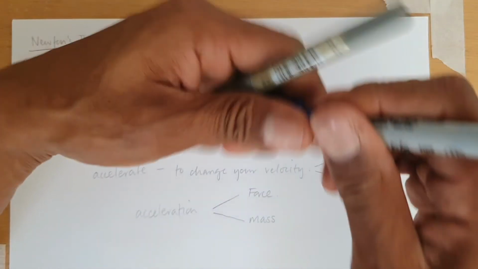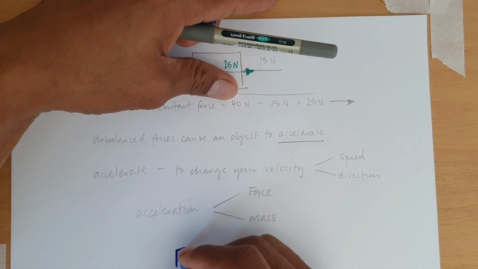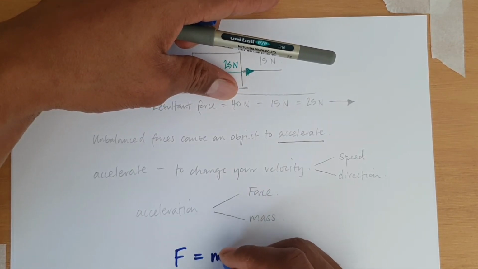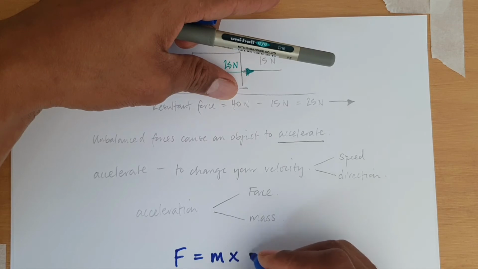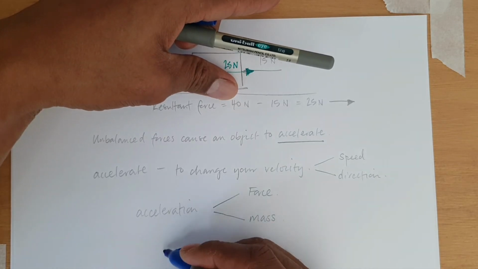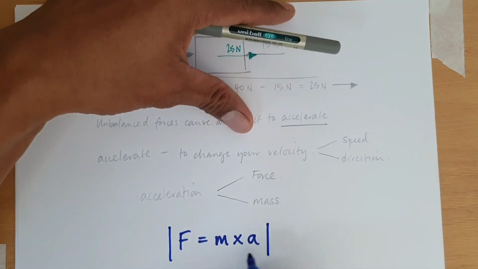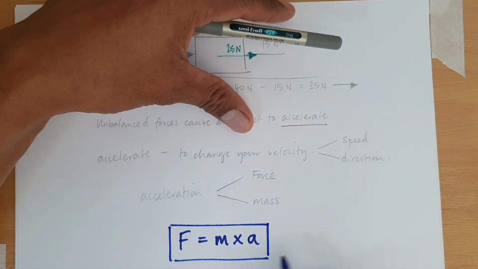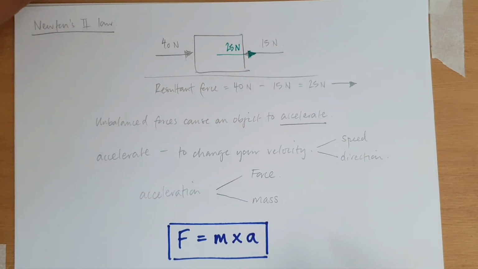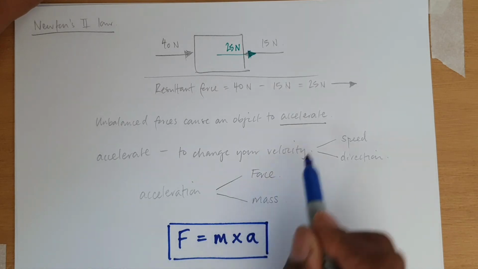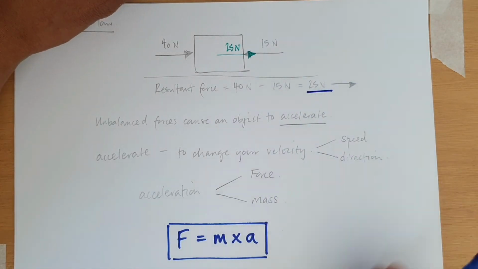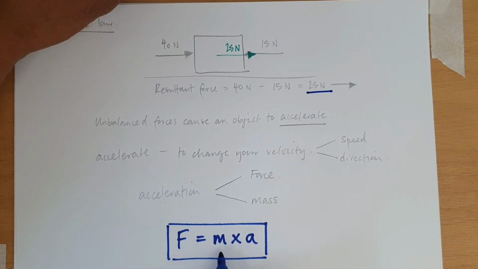And when you write that in maths, it looks like this. F equals m, which is the mass, times a, which is the acceleration. And this is Newton's second law. At least that's the form that they want you to remember it in. What it says is the resultant force that you calculate, so that was this one, is equal to the mass of the object, that's the mass of the block, times the acceleration of the block.